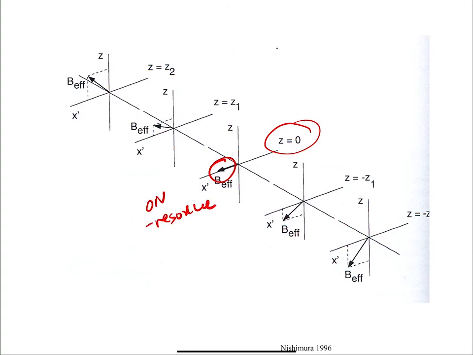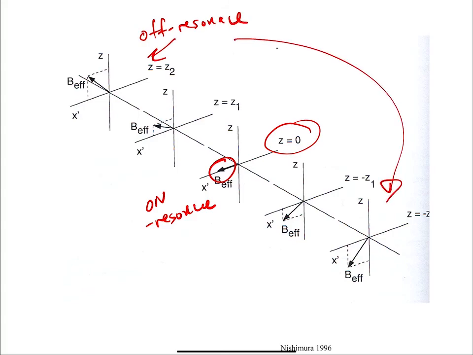For these spins, I'm on resonance, so I'm going to tip those spins very well. For these spins, I'm off resonance, right? I'm off resonance here, and I'm off resonance out here, because the gradient has changed the local B field so that we're no longer on resonance.